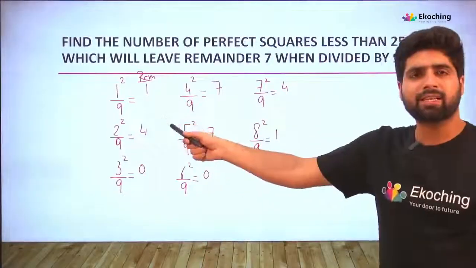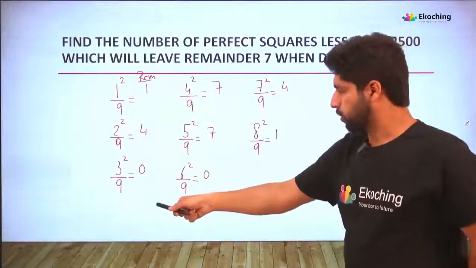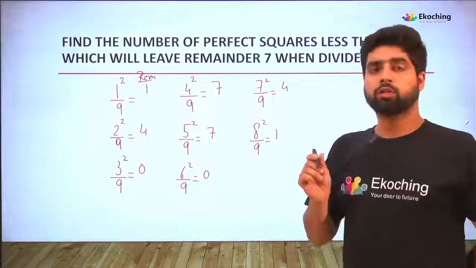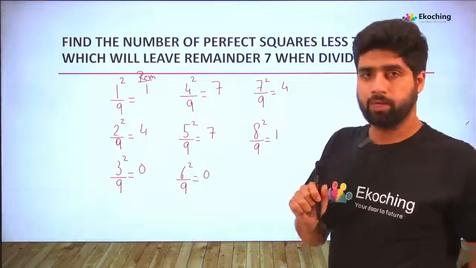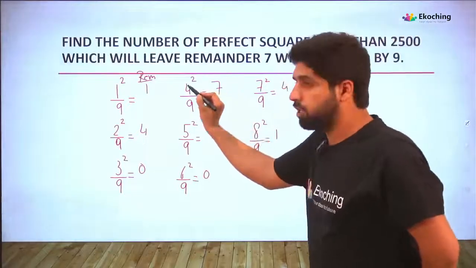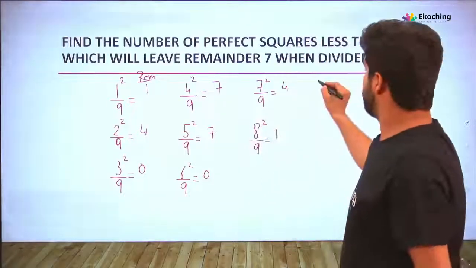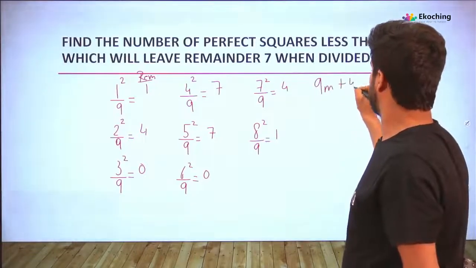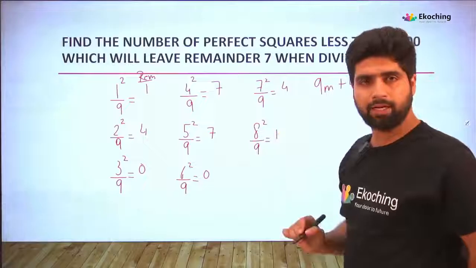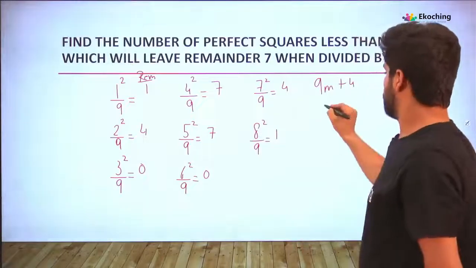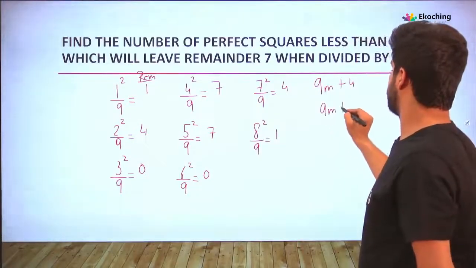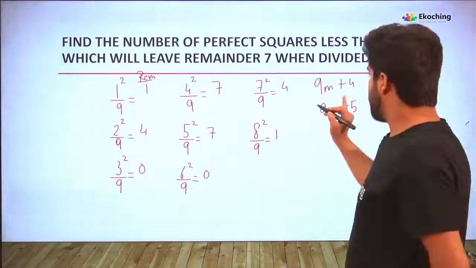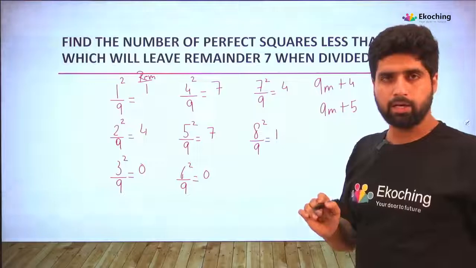Now if you look at this cycle, 1, 4, 0, 7. Now repeat, 7, 0, 4, 1. So what I can conclude here, I can make a general form, it can be like 9m plus 4. These numbers I will get, and also 9m plus 5. These are the numbers I would be getting, and m is a whole number here.